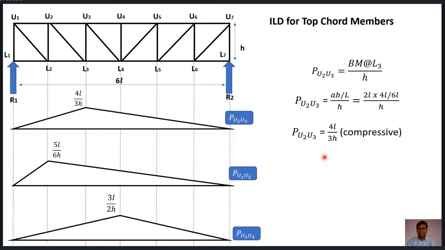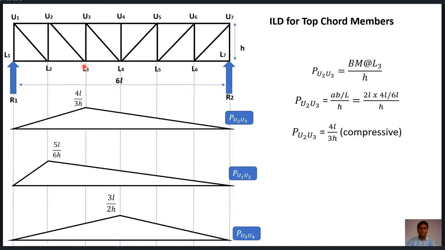Now as we discussed, to draw the influence line diagram for top chord members, suppose I am taking a member U2 U3. Now this is one top chord member. To draw the influence line diagram for P U2 U3, we just need to observe its opposite joint, meaning the joint subtended by these two members, that is U2 L3 and U3 L3. So the joint subtended by these two members, which start from joint U2 and joint U3. So here we just need to observe its opposite joint.